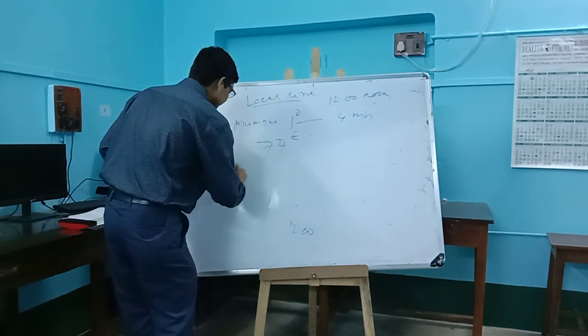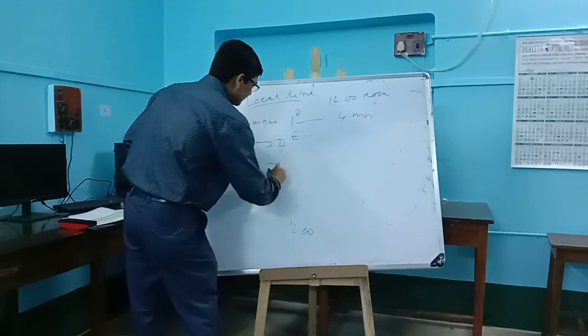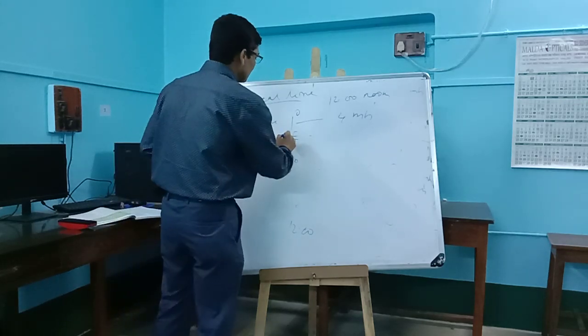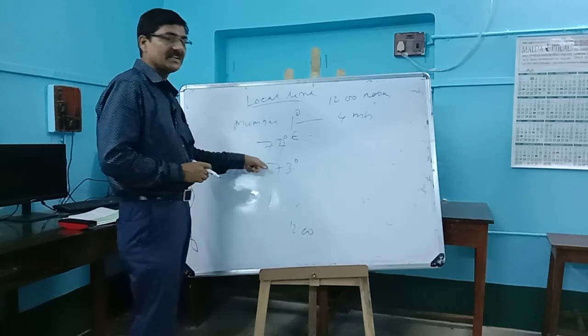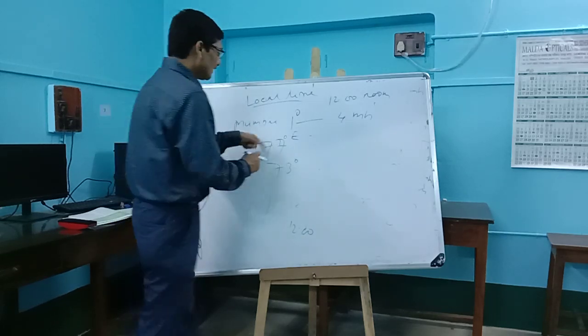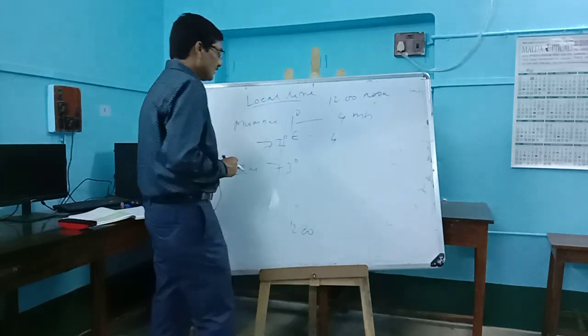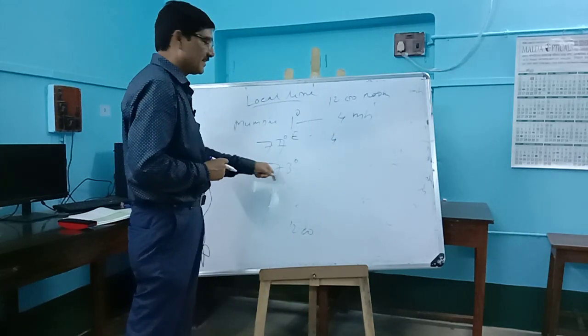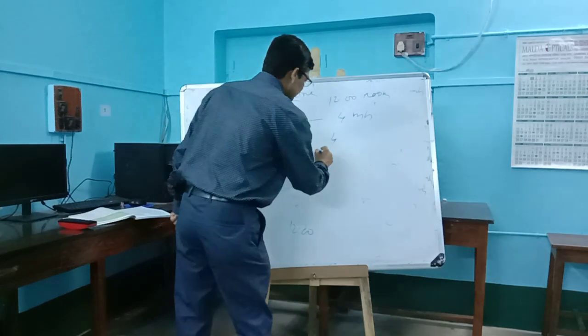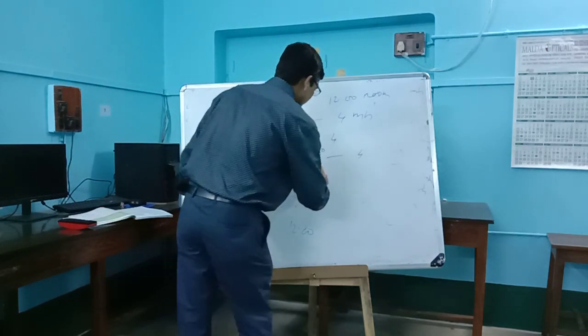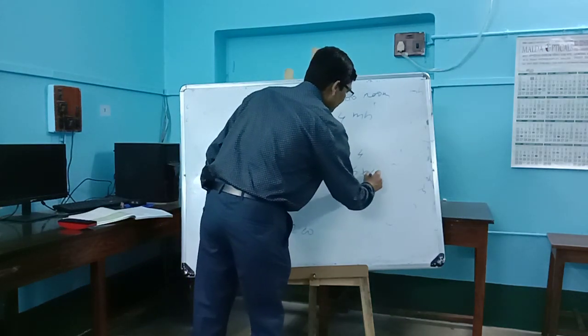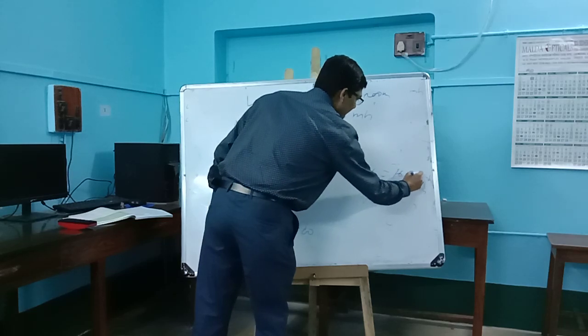Delhi is located at 73 degrees east longitude. So what is the local time difference? Simply 4 degrees: 77 minus 73 is 4. One degree makes a difference of 4 minutes, so 4 degrees makes a difference of 4 into 4, that is 16 minutes.